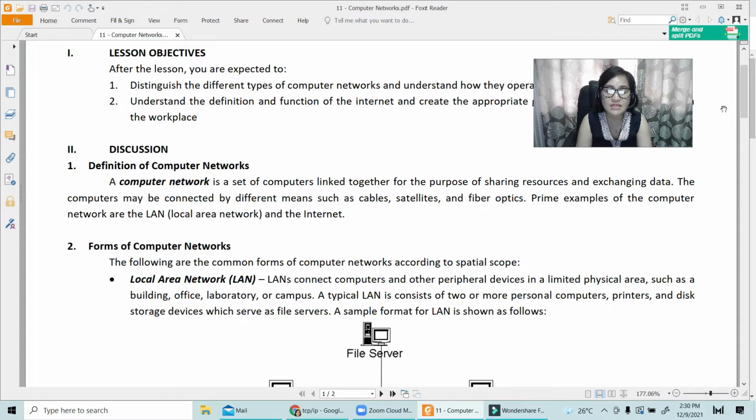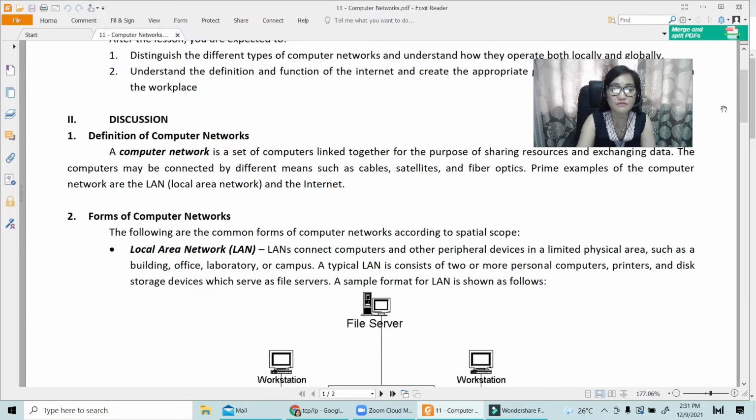So one prime example of a computer network is called the LAN or the local area network, which will be further discussed later on, and is the most common. It is wired, using cables or wire. So your computer is connected to your printer. That is the local area network. They are in a local place wherein all the devices and the computers are connected with each other. Now, there are different forms of computer network.